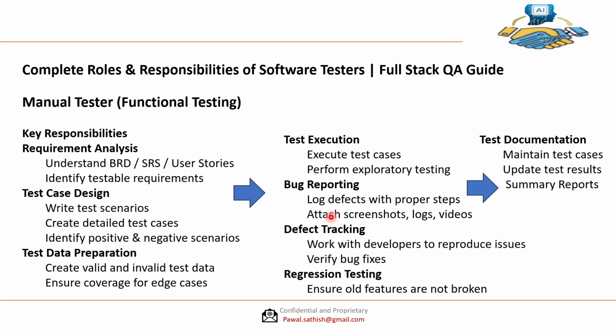Logging defects is not only the QA's responsibility. We also need to track a defect. We need to work with developers to reproduce the issues. We need to verify the bug fixes once the developer fixes the issue. Apart from that, we are also involved in regression testing, to ensure that old features are not broken. Once regression testing is done, we need to maintain the test cases. We need to update the test results correctly and share the reports. So this is the overall responsibility of a manual tester, functional tester or QA.